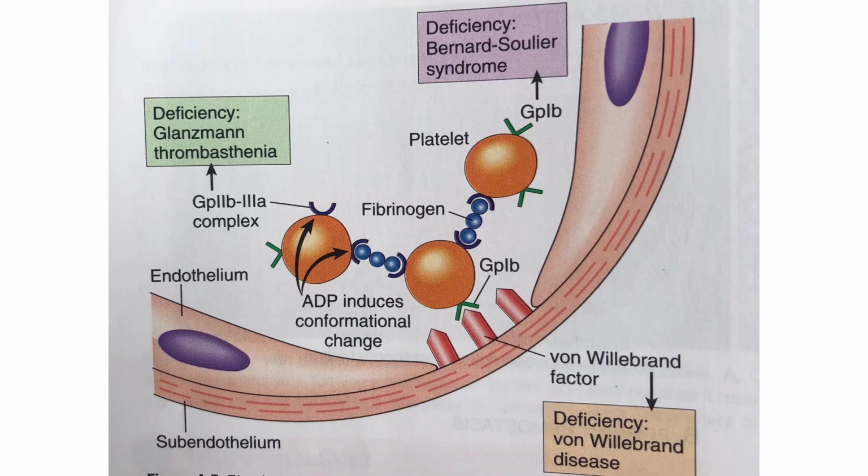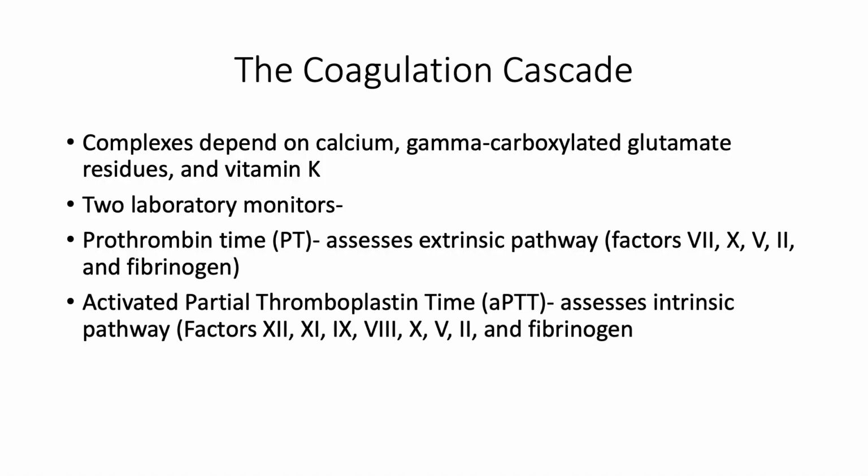The coagulation cascade depends on calcium, gamma-carboxylated glutamate residues, and vitamin K. Two laboratory monitors are used: prothrombin time, PT, which assesses the extrinsic pathway, which is factors 7, 10, 5, 2, and fibrinogen. There's also an activated partial thromboplastin time, APTT, which assesses the intrinsic pathway, which is factors 12, 11, 9, 8, 10, 5, 2, and fibrinogen.